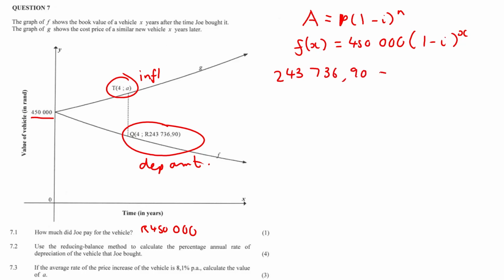243,736.90, our decimals or our cents here. Brackets 1 minus i to the power of 4. Okay, because it was 4 years. That's our x value. So x is equal to 4.